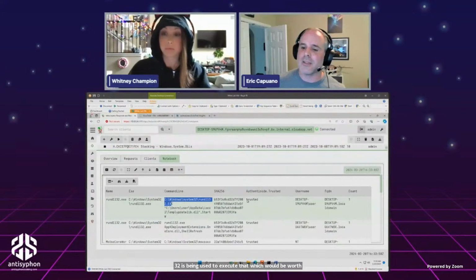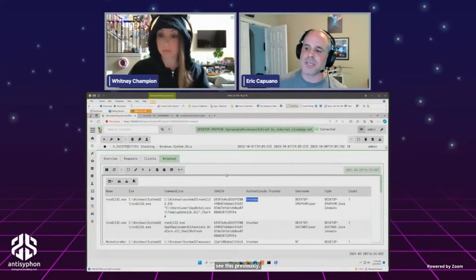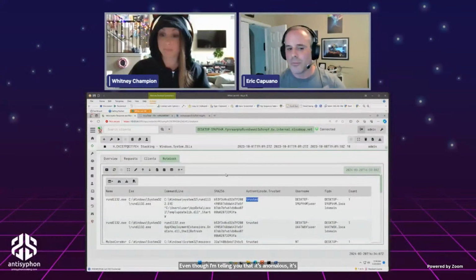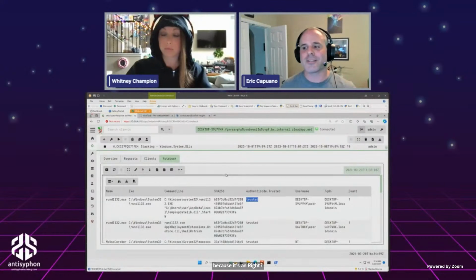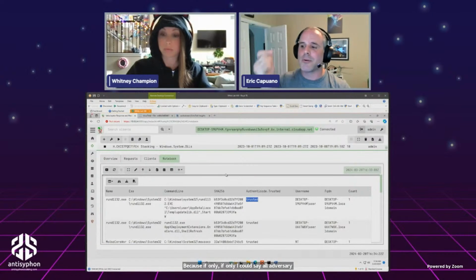Now, notice the reason we didn't see this previously, even though I'm telling you that it's anomalous, is because it's a LOLBin, right? This is a living-off-the-land binary. rundll32 is a trusted process. That's what makes things a little bit tricky, right? Because if only I could say all adversary tools will be unsigned, or almost all, that would be great, because then I could have just used that first notebook and we would have found adversaries. It'd have been easy and we'd be done.